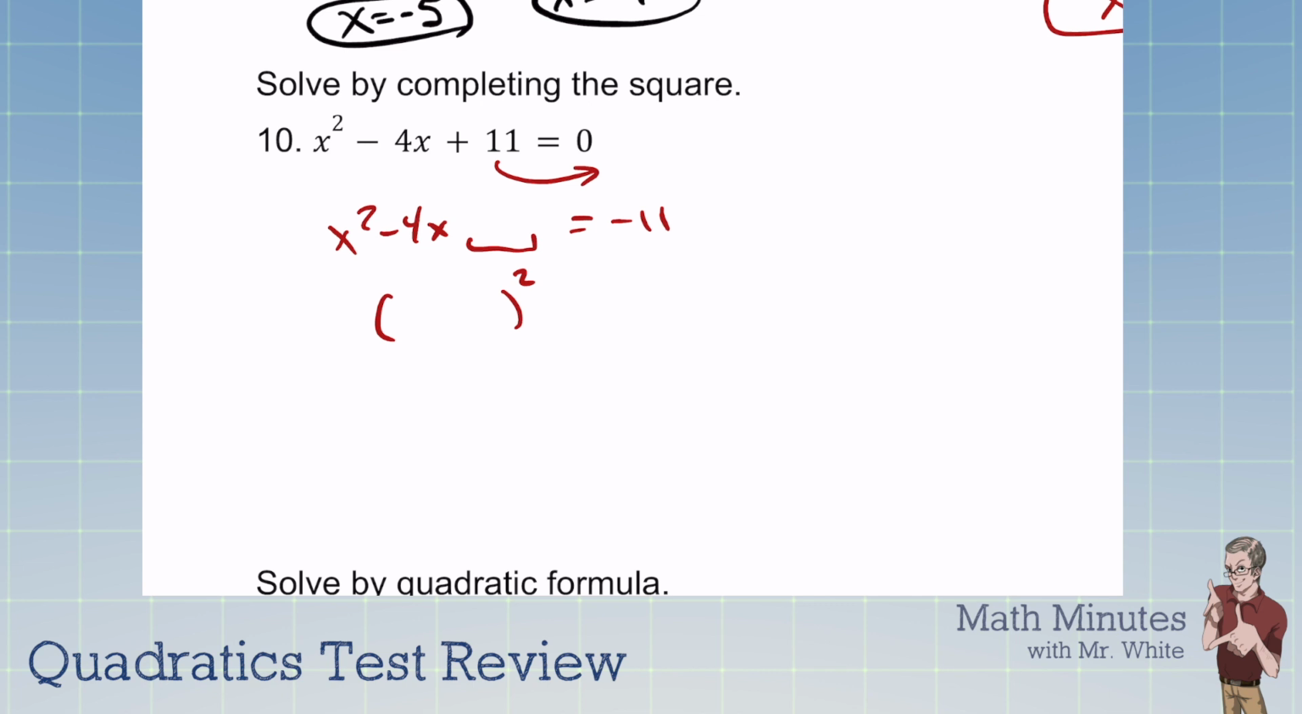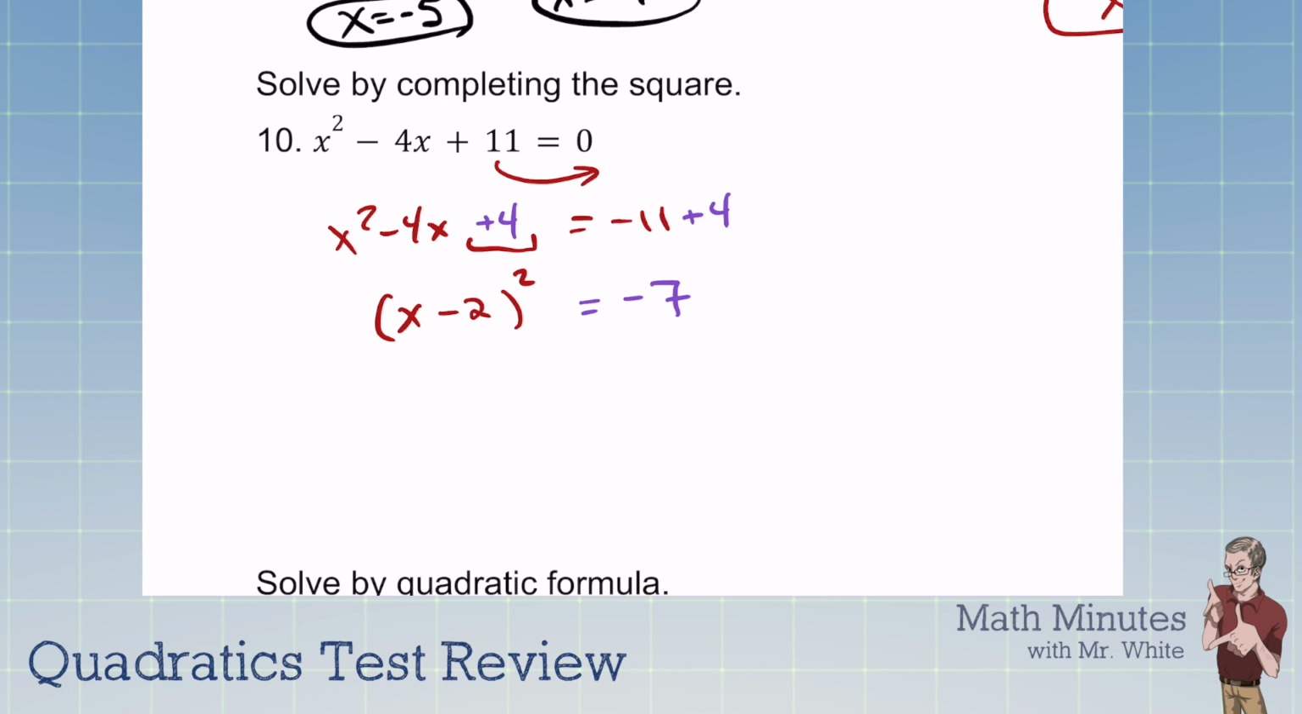We'll create our perfect square by dividing this number by 2. So we're going to go down here and we're going to put negative 2 here. Then we go back up to where we left a little space and we'll put a plus 4 right there, which is negative 2 squared. Now, whatever you do to one side, you have to do to the other, so I'm going to put a plus 4 on that other side. So we got negative 7 on the right.